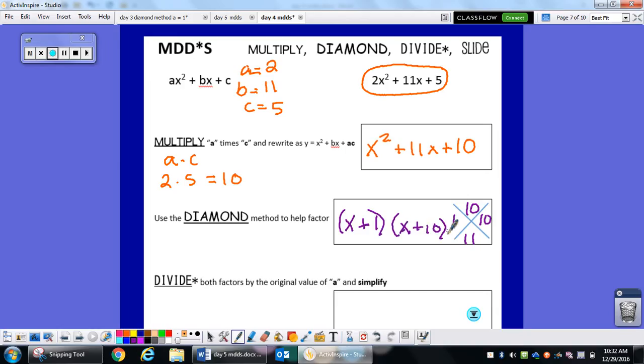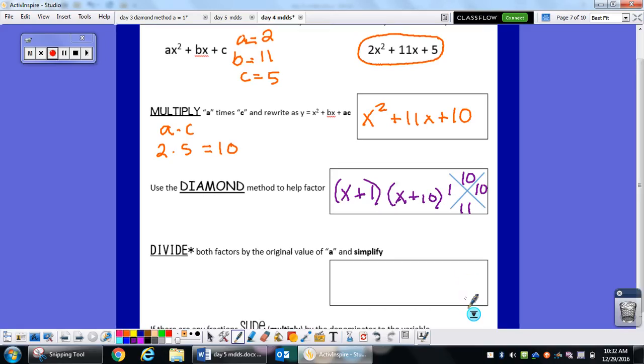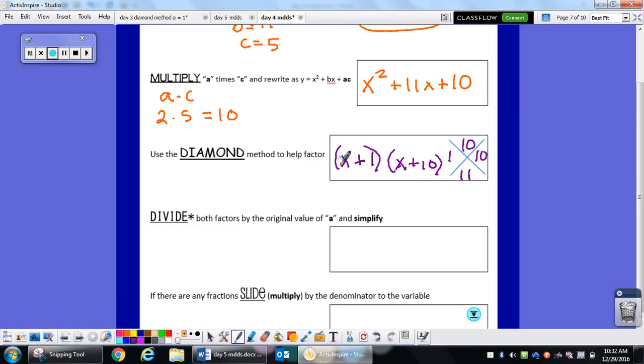Okay? Alright, the next one is to divide, and notice I have an asterisk there because you really need to remember to simplify. So you're going to divide by your original a, which in our case was 2. So sometimes I write this step ahead. So 1 divided by 2, and you're going to be doing 10 divided by 2. And then in the actual box, I just write the simplified answer, which would be x plus 1/2 times x plus 5, because 10 divided by 2 is 5.